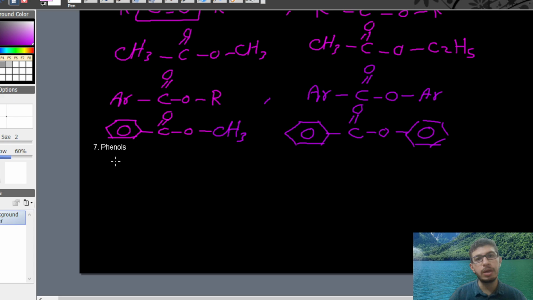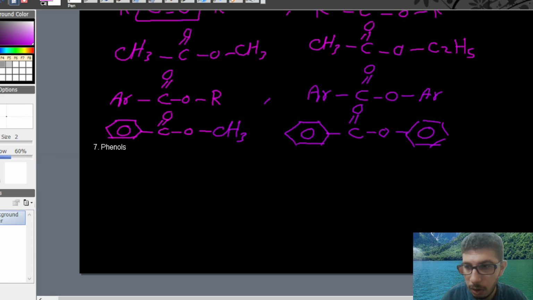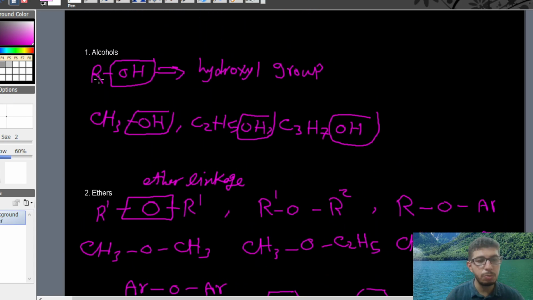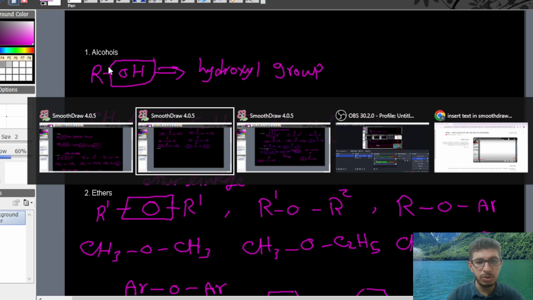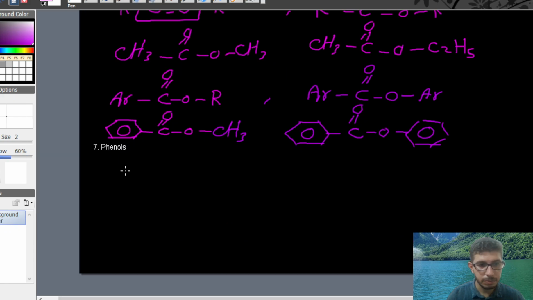Then finally we have phenols. In the first place, we have discussed the alcohols, and we said that alcohols are all about alkyl groups attached to a hydroxyl group, right? This is an alcohol. So you have to remember that alcohols always are aliphatic. However, phenols are aromatic. Here, the phenols should be an aryl group attached to a hydroxyl group. You have to remember that, right? So a phenol could be something like this.